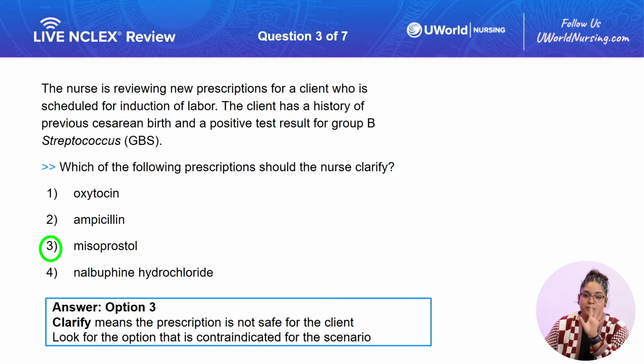So this is where we're going to be like, wait, we can't give this medication. We're going to clarify this. And then option 4, this is a synthetic opioid that works as an analgesic. It's also given post C-section to help with itching that can result from some of the medications. So that leaves option 3, our correct answer.